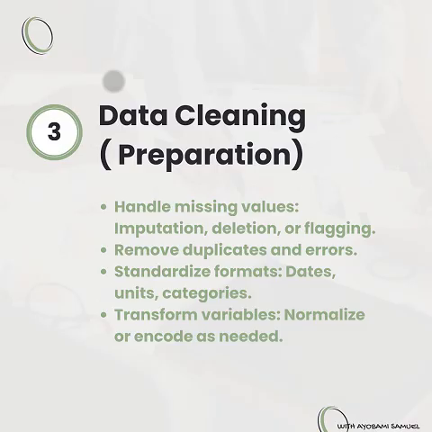So you handle missing values, whether by imputation, deletion, or flagging. There are different methods to work on missing values. You want to check for outliers, whether there are values that need to be treated as outliers and then dealt with. You remove duplicates and errors. You standardize formats. This is where we scale or normalize variables, transform them as may be needed, as may be required.